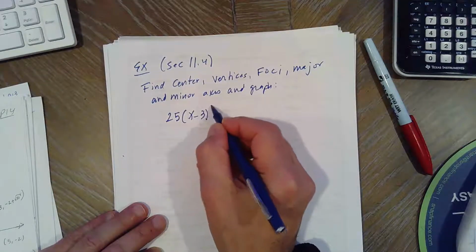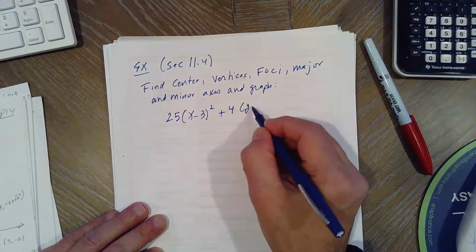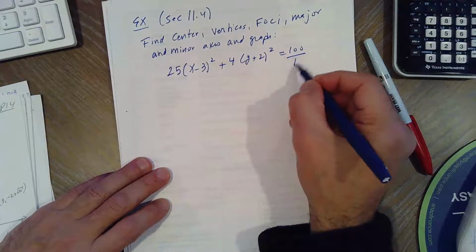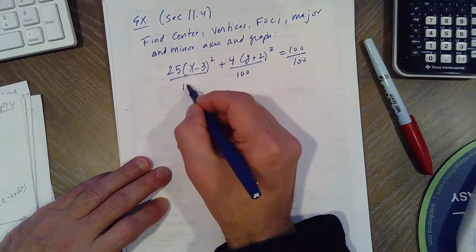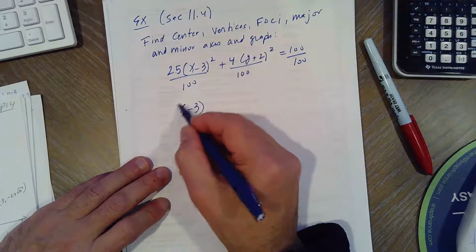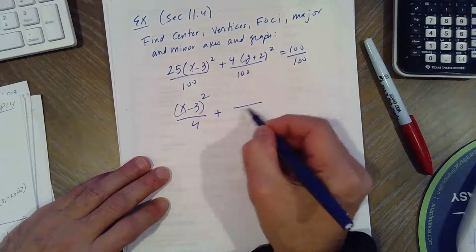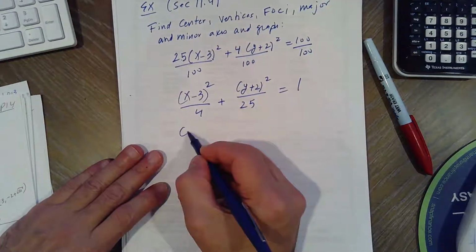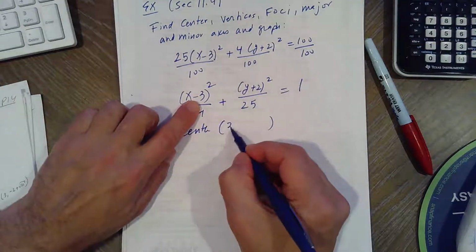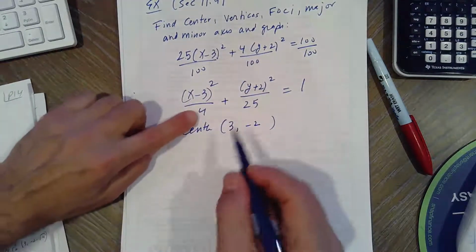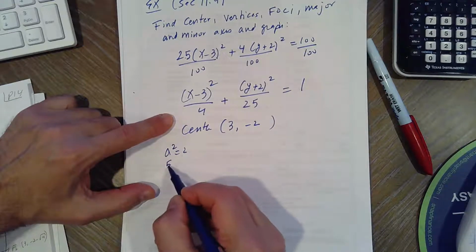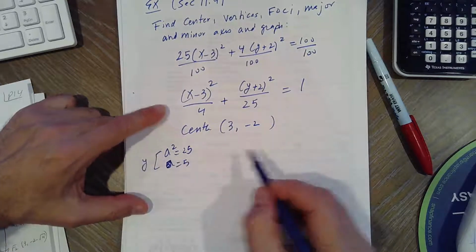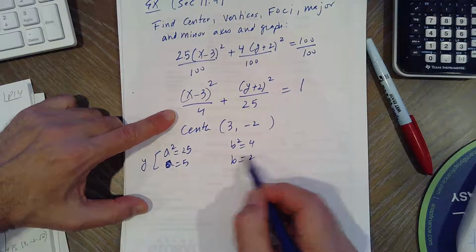25 times (x minus 3) squared plus 4 times (y plus 2) squared equals 100. So we're going to write it in standard form by dividing everything by 100. 25 goes into 100 4 times. 4 goes into 100 25 times. And 100 goes into 100 1 time. So the center in this case is not 0, 0, it's 3 and negative 2. The bigger values are a, so a squared is 25, a is 5, and it's a y value. The smaller values are these, so this is an x value.